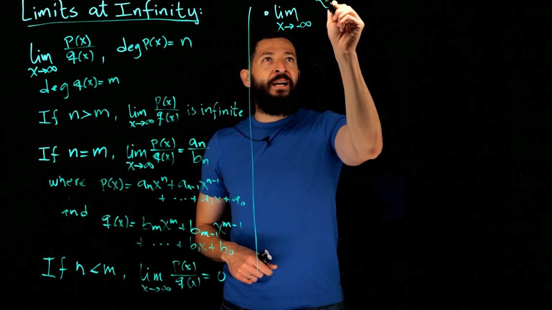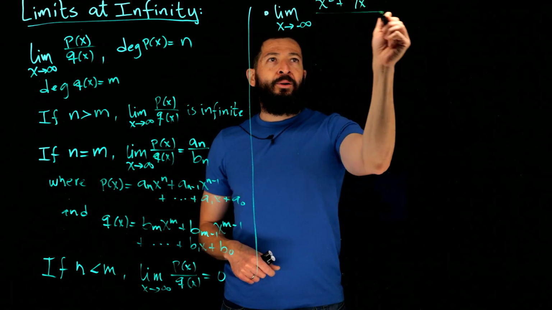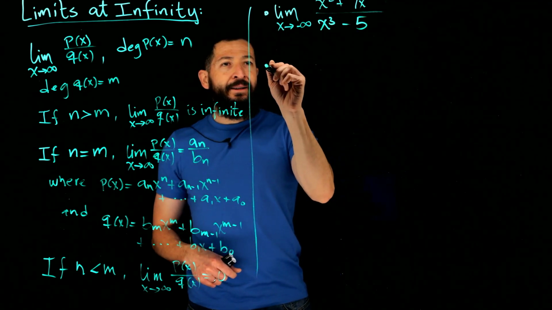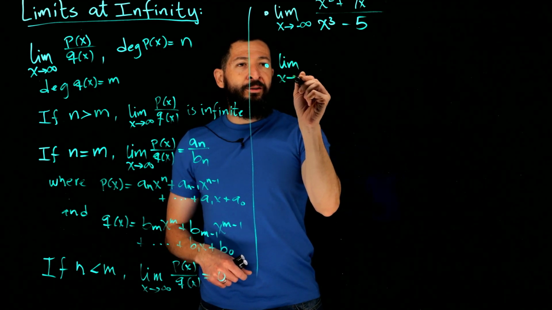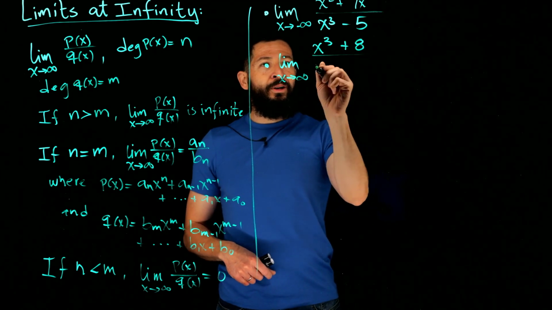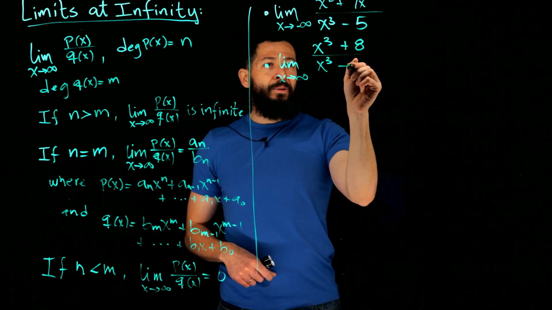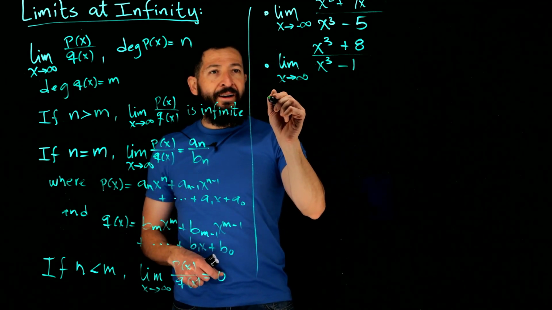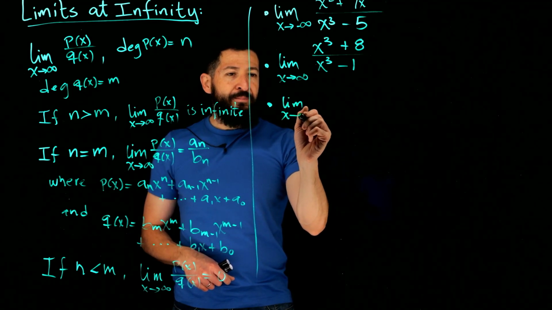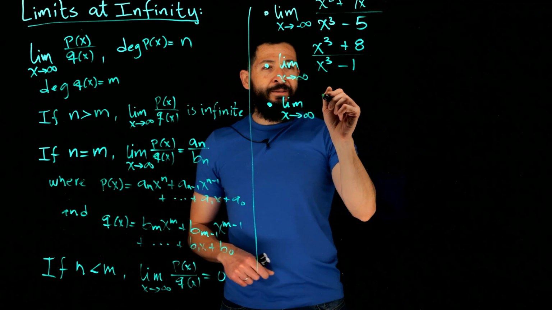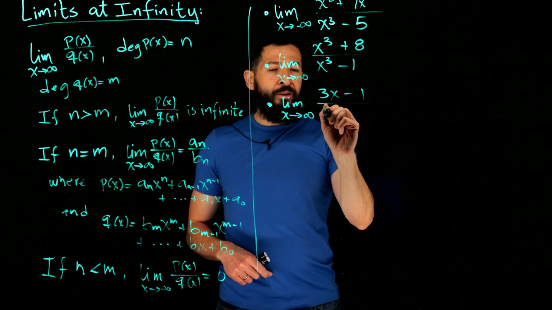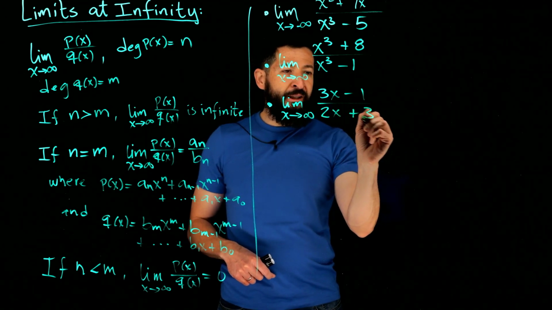So limit, let's do x squared plus 7x over, let's do an x cubed minus 5, something like that. Limit as x goes to positive infinity of x cubed plus 8 over x cubed minus 1. I don't know, perfect cubes, or sum of cubes and difference of cubes. Limit as x goes to infinity of 3x minus 1 over 2x plus 3.